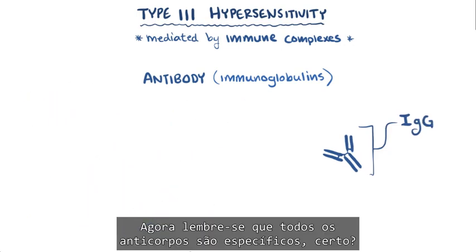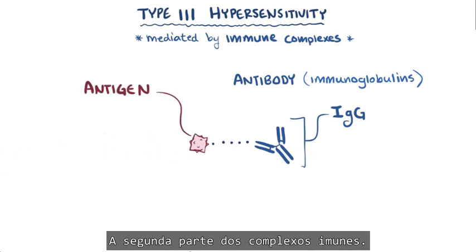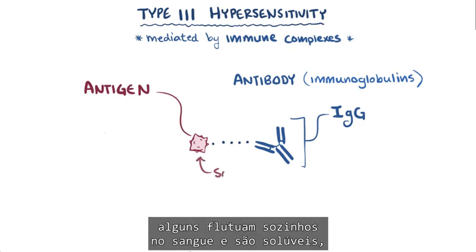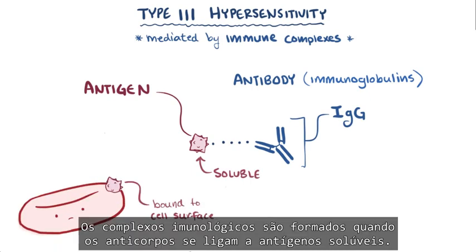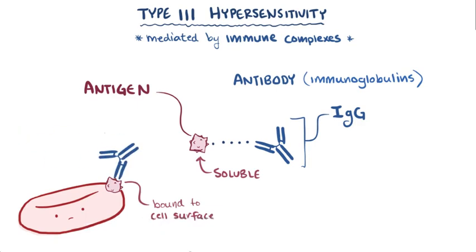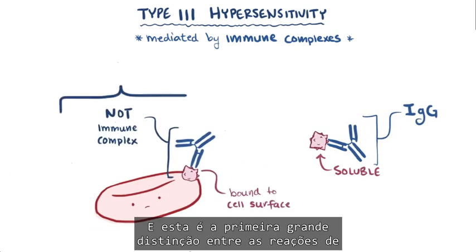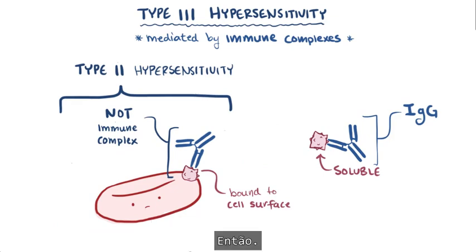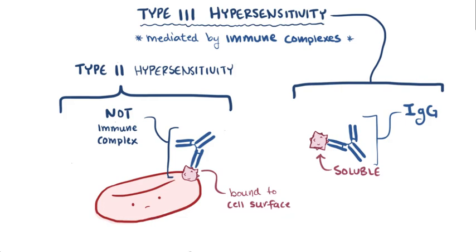Now remember that all antibodies are specific, right? Meaning that they recognize specific molecules called antigens, the second part of immune complexes. Antigens can come in all sorts of flavors. Some float around in the blood by themselves and are soluble, but some are bound to cell surfaces. Immune complexes are formed when antibodies bind to soluble antigens. Antibodies can also target antigens on cell surfaces, but these aren't considered immune complexes. And this is the first major distinction between type 2 hypersensitivity reactions, which involve antibodies binding to antigens on cell surfaces, and type 3 hypersensitivity reactions, which involves immune complexes with soluble antigens.